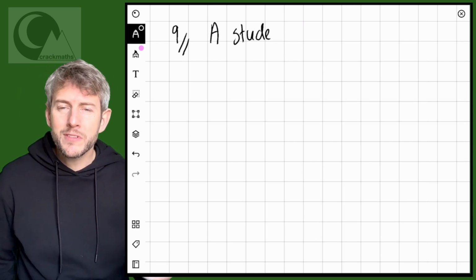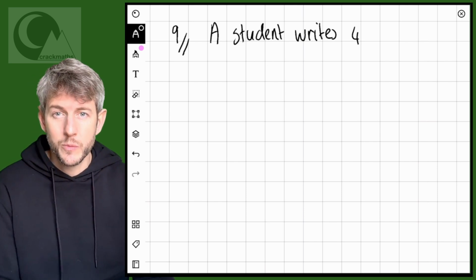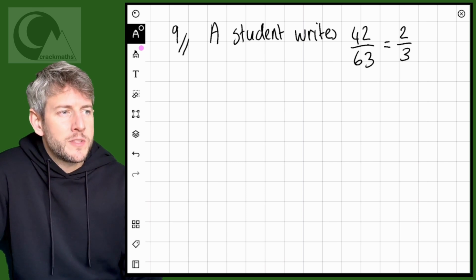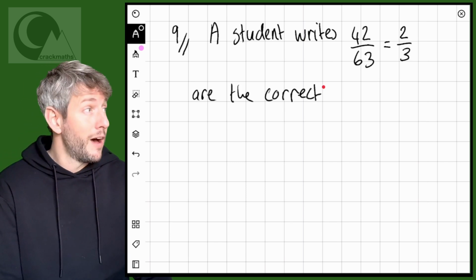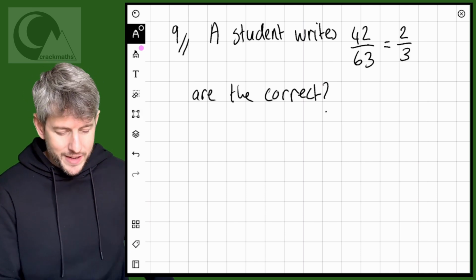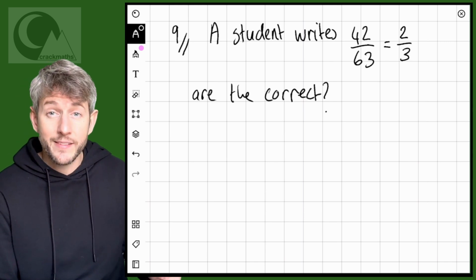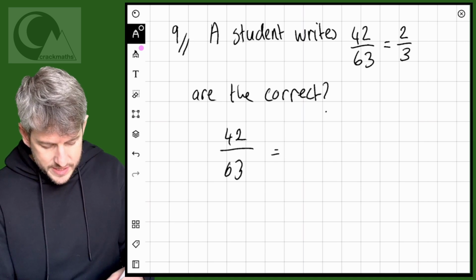Okay, I've gone to question 9 to start off with, because a lot of these questions are just like the examples that we've done. So question 9 says, a student writes 42 over 63 equals 2 over 3. Are they correct? So I know that I'm going to want to end up with a 2 on the top and a 3 on the bottom. So I'm going to think about 42 over 63.